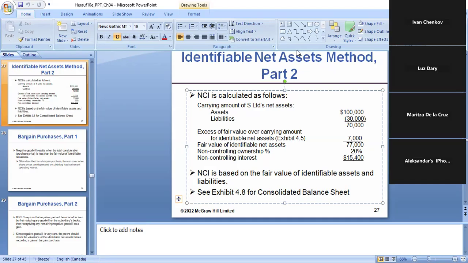If you have less than 100%, then calculate the non-controlling interest, either implied or the fair value, and then follow the calculation. I'm going to post this calculation with this Excel spreadsheet. I'm going to send it as an email to you with the links to both videos. Okay. So you're going to have both the videos and the Excel spreadsheets from today.